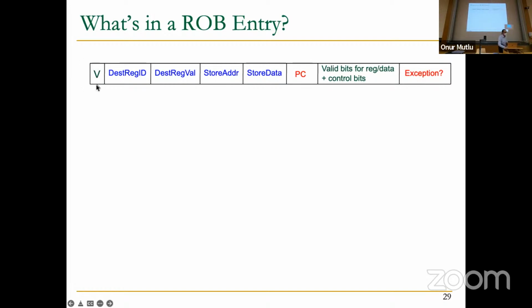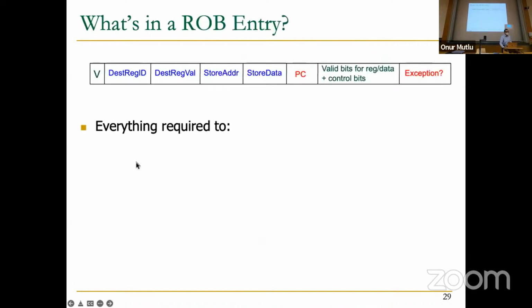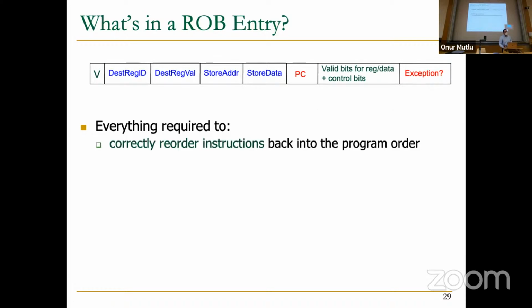And this valid bit is the global valid bit saying this reorder buffer entry is allocated to a particular instruction. Okay, so it's actually more complicated than what we're going to really deal with here. To simplify, we don't show all of these different fields. So basically, the key takeaway is you need everything that's required to correctly reorder instructions back into the program order.